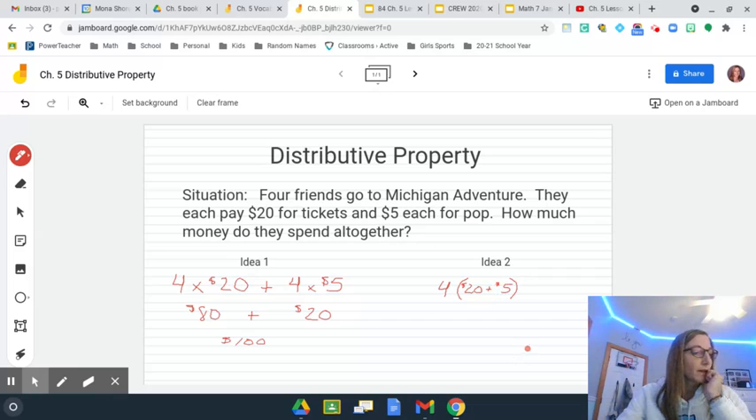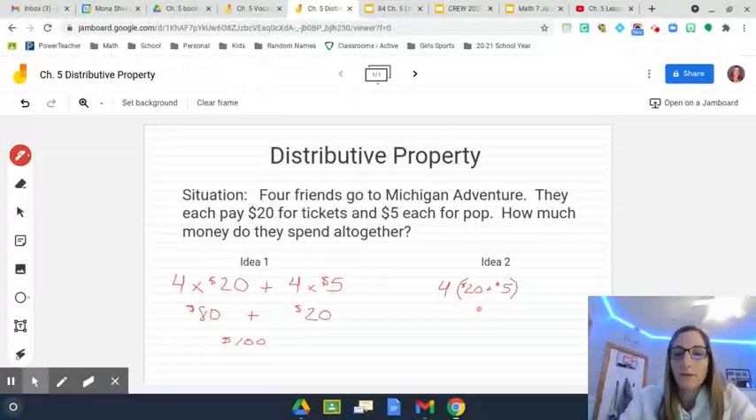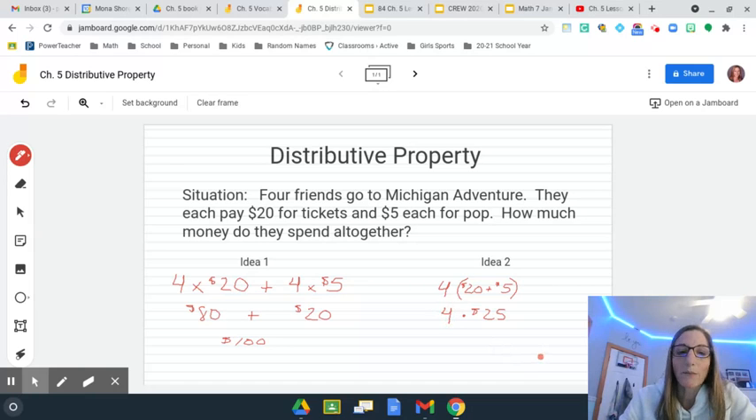Okay, and so if you were to think about order of operations, I can do everything inside the parentheses. I can add 20 plus 5 and get 25, and then multiply it by 4. Absolutely. You're getting $100 again, right?